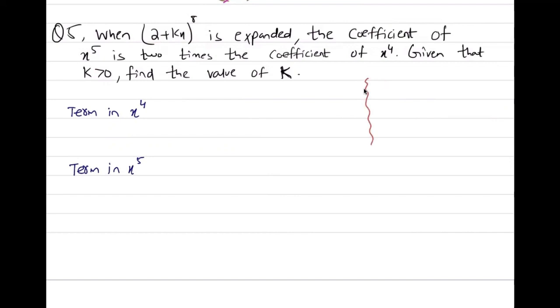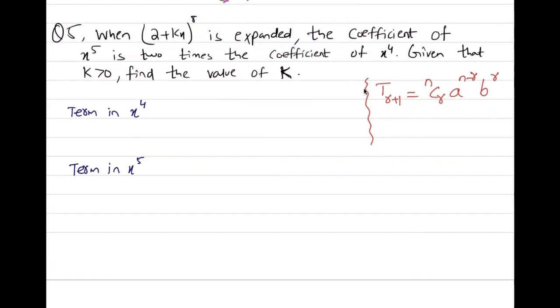The specific term, T(R+1), is going to be equal to NCR A to the power of N minus R, B to the power of R. It's the same formula, guys, but I'm talking about a specific term here. N is the total power of the bracket, which is 8, and R is the value of the term.